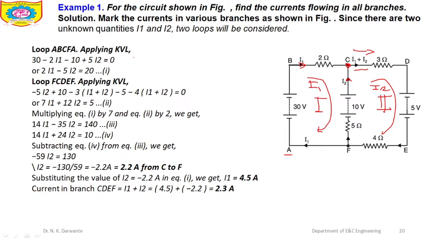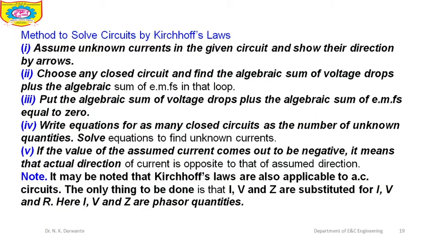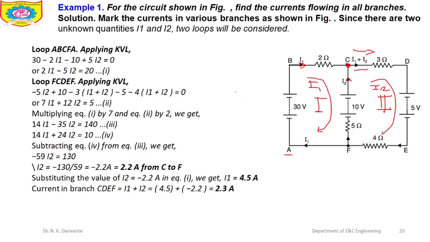Now once this is over, the second step is to choose any closed path and find the algebraic sum of voltage drops plus the algebraic sum of EMFs in that loop. First of all we will see loop 1. Here they have given loop A B C F A, that is nothing but this loop. Then we will start doing the calculation. As we are moving on the upper side, as per our analysis, I have shown the arrow of analysis. Here, as we are moving from the negative potential of this battery towards the positive potential of the battery, the sign for the 30 volt is positive.